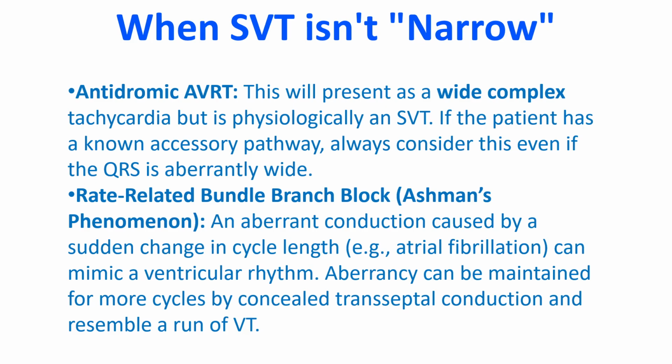Pre-existing bundle branch blocks also can manifest similarly, or transient bundle branch block during tachycardia. In atrial fibrillation, it is called Ashman phenomenon. An aberrant conduction caused by a sudden change in cycle length can mimic a ventricular rhythm. Aberrancy can be maintained for more cycles by concealed transseptal conduction and resemble a run of VT.